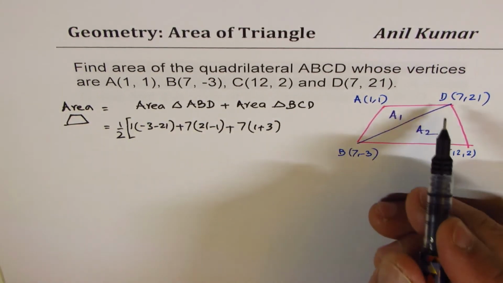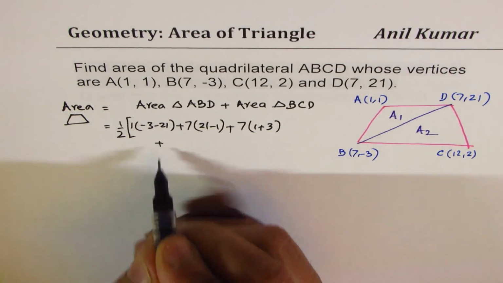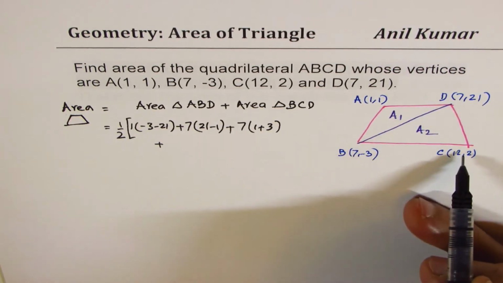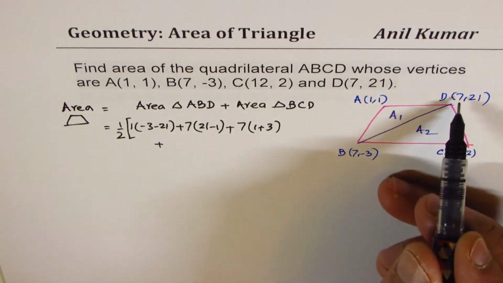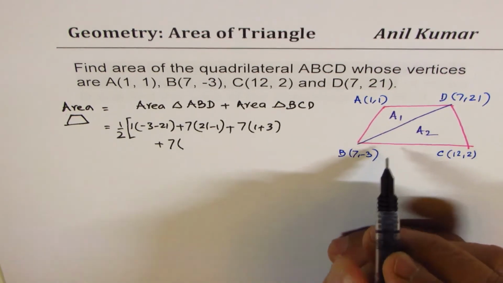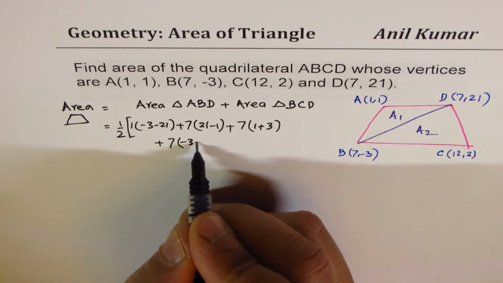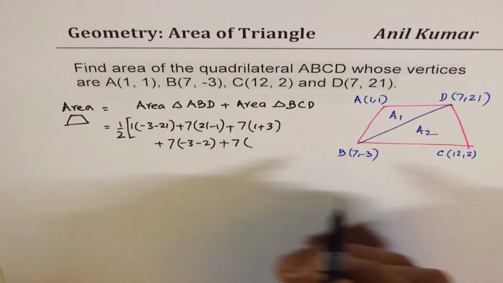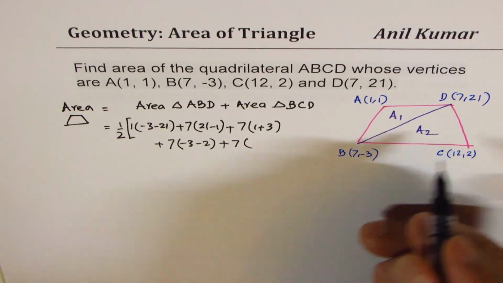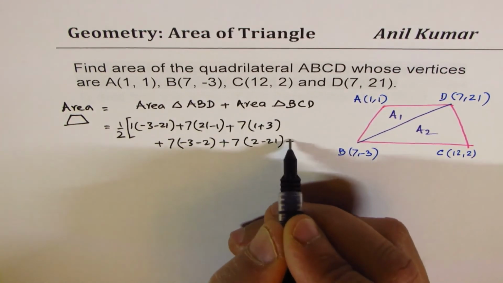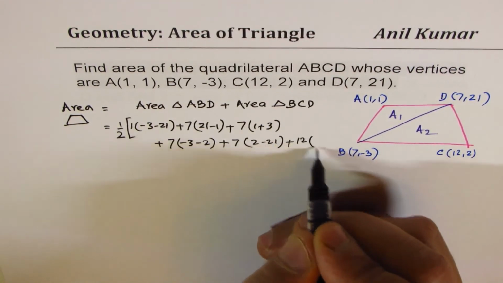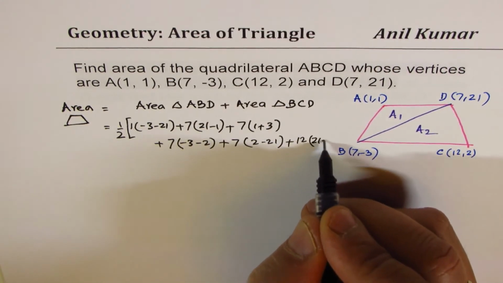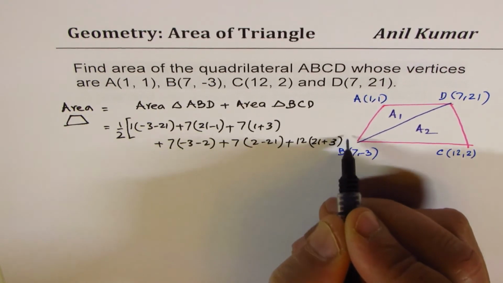For the other triangle, we are considering this. Let's start from 7. So we'll say DBC. So 7 times this minus this, which is minus 3 minus 2, plus again 7 times this minus this, which is 2 minus 21, plus 12 times 21 minus 3, which is 5, or 21 plus 3, right? So minus becomes plus. Is it okay?